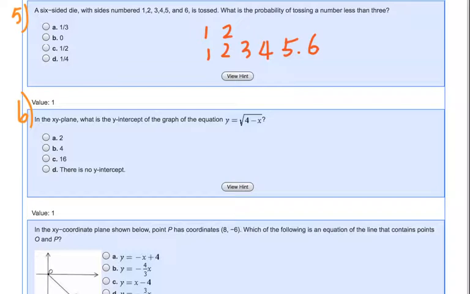So you have 2 over 6. That means 1 over 3 will be your answer. Means A is your answer. Now go to number 6.